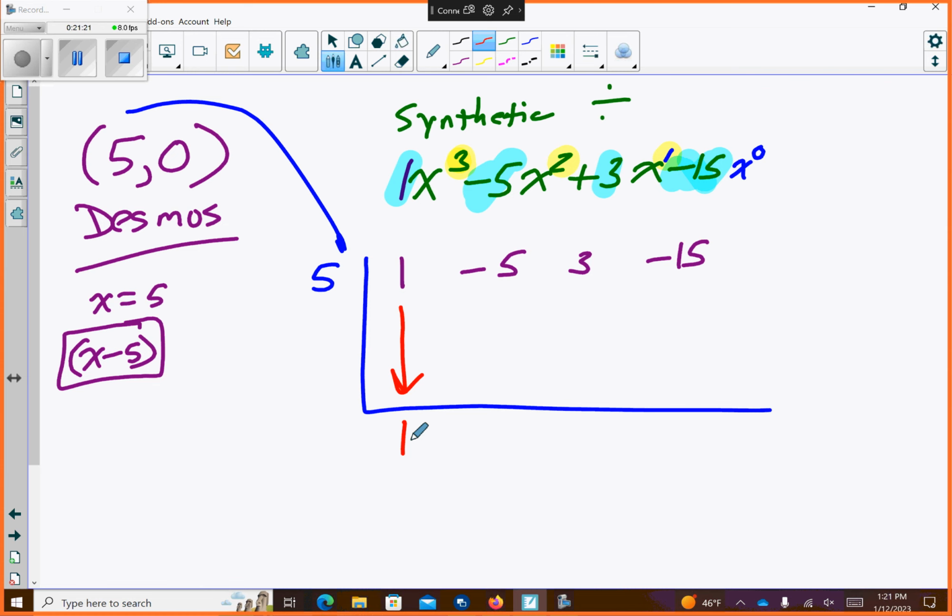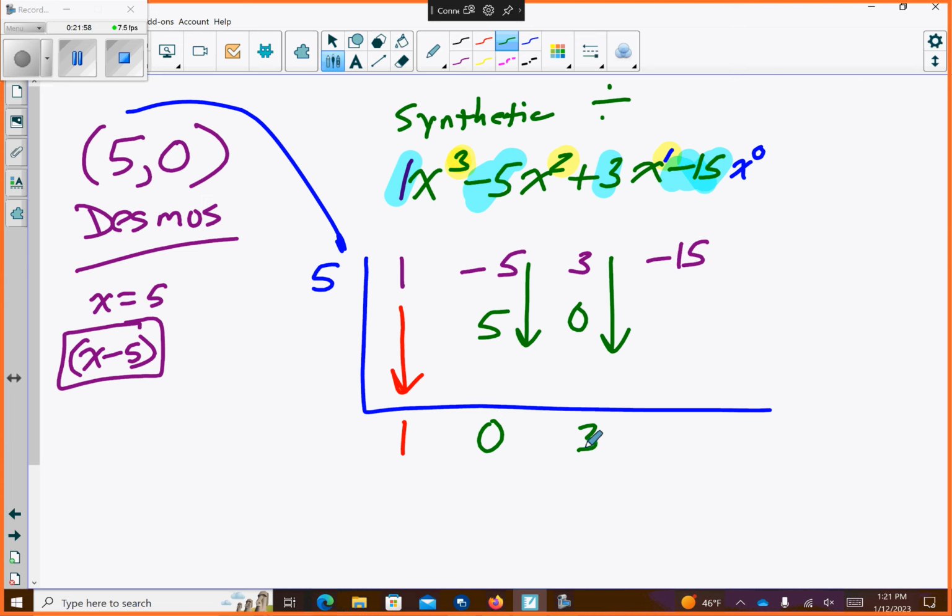Okay? Whatever that base number is gets multiplied by the outside divisor. So 1 times 5 this week is equal to what? 5. I'm going to add straight down. If I add straight down, -5 added to +5 is? Good so far? 0 times 5 is? 0. If I add 3 to 0, I get? Okay.